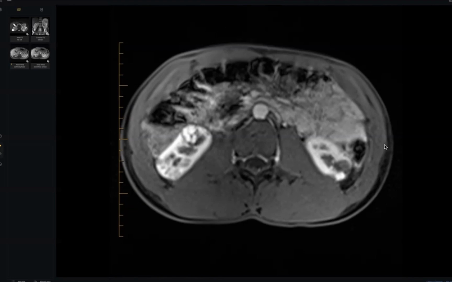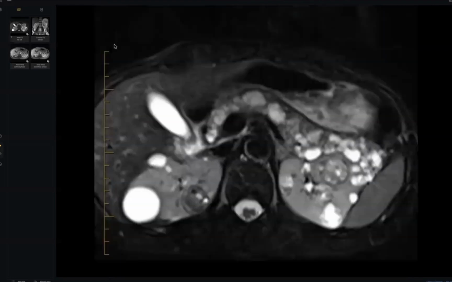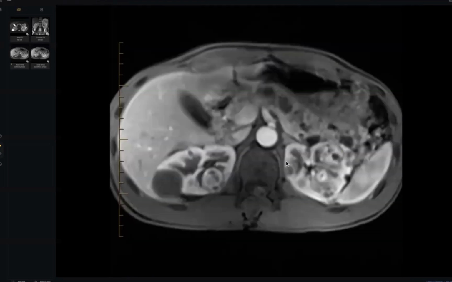Which type of malignancy, doctor? So, renal cell carcinoma. Doctor, you just suspected something from here. This is the same patient. Okay. Yes, sir. Okay. This is renal cell carcinoma. Where else?